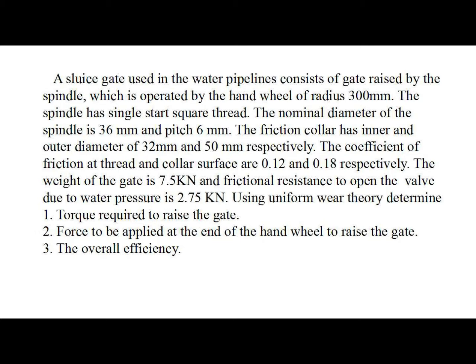The friction collar has inner and outer diameter 32 mm and 50 mm respectively. The coefficient of friction at the threads and at the collar are 0.12 and 0.18 respectively. The weight of the gate is 7.5 kN and the frictional resistance to open the valve due to water pressure is 2.75 kN. Using uniform wear theory, determine the torque required to raise the gate, force to be applied on the hand wheel to raise the gate, and the overall efficiency.